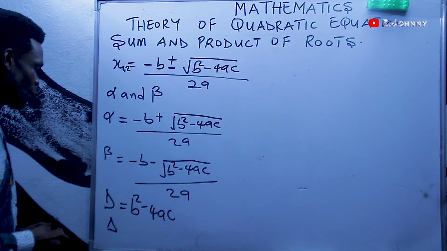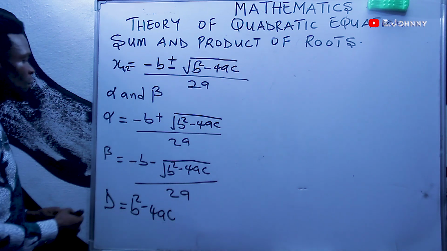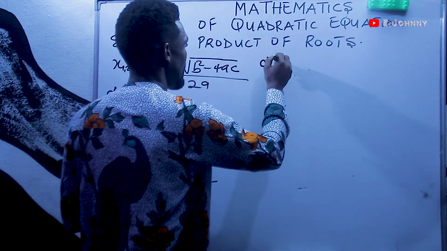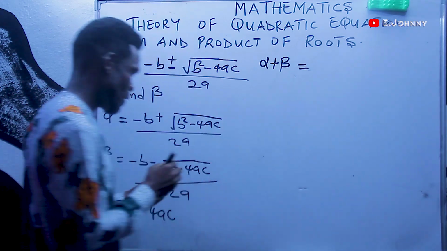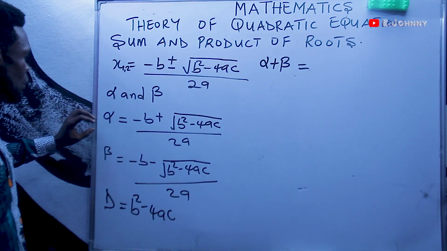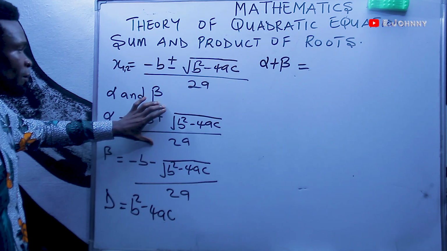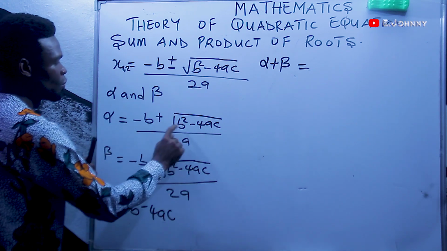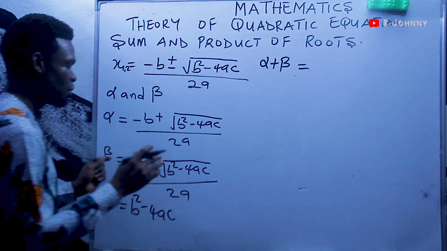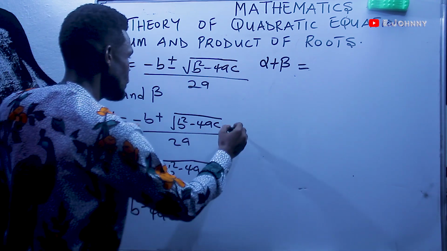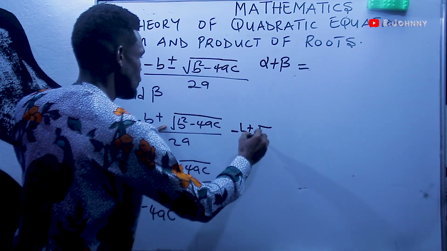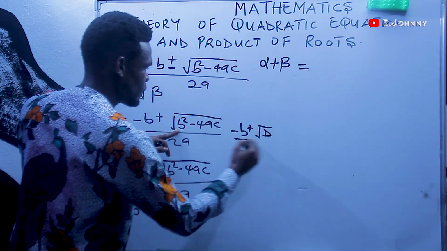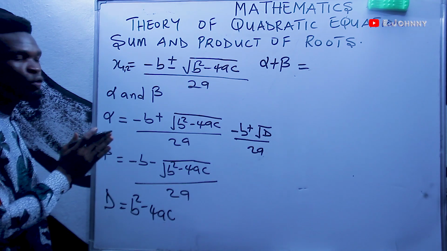We'll get there. Alright, having said that, let us find the sum of the roots, alpha plus beta. It simply means I am going to add these two roots together. Now, instead of going along with minus b plus square root of b squared minus 4ac, I can reduce it to minus b plus root D, where instead of b squared minus 4ac, I use D, the discriminant, divided by 2a. So that's what I'm going to reduce it to.